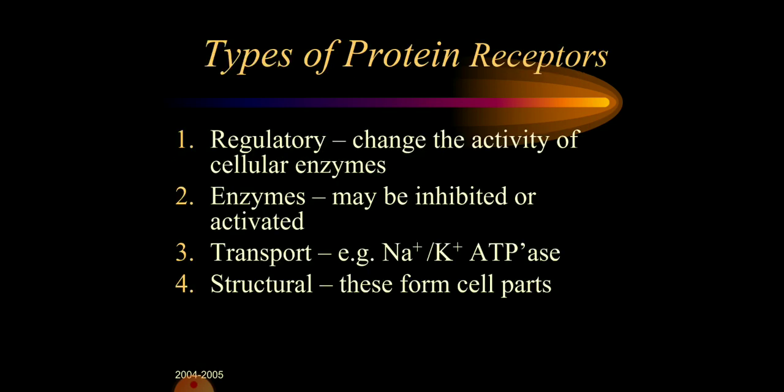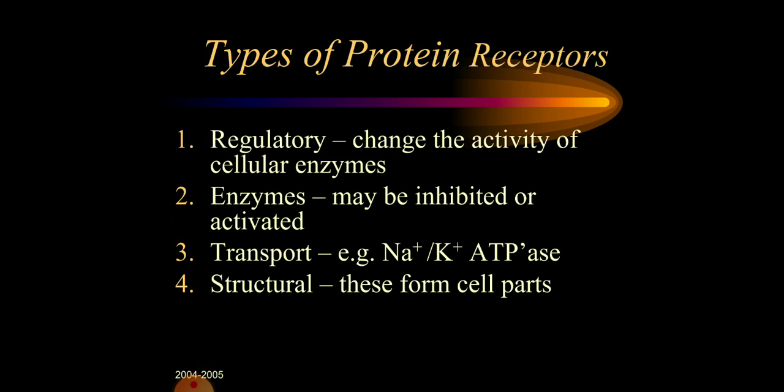Physiologically, we can classify drug receptors into the following types: the regulatory receptor, the enzymatic receptor like tyrosine kinase, which is the receptor for insulin, the transport receptor like sodium potassium ATPase, which is present in the cardiac cell, and the structural receptor. So these are from cell parts, but this is the classification, as I said, on the basis of physiological system.